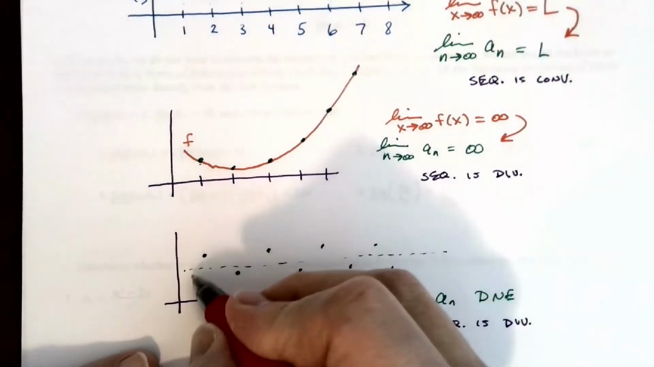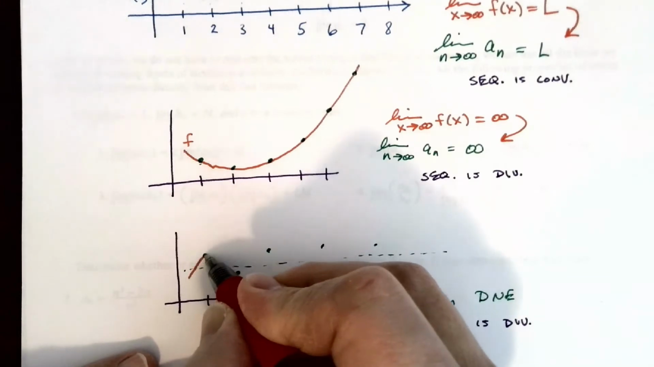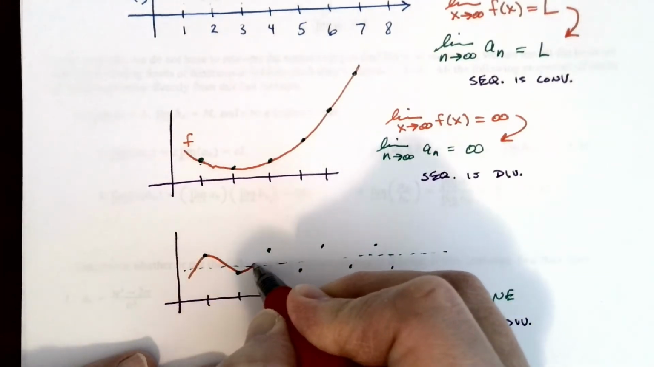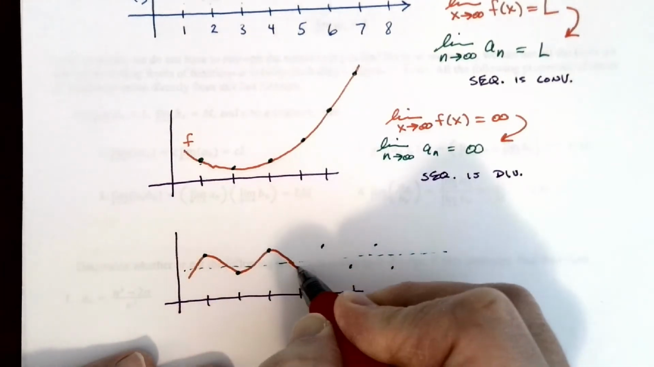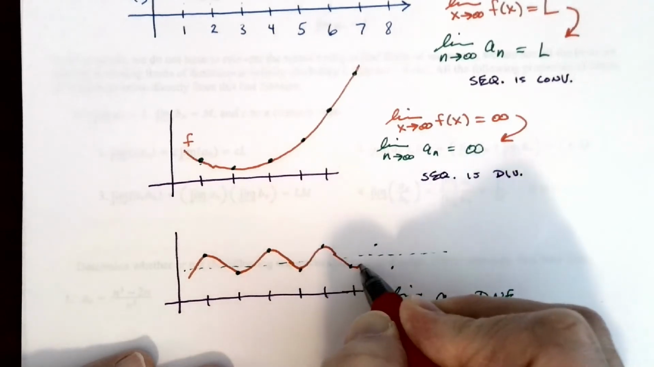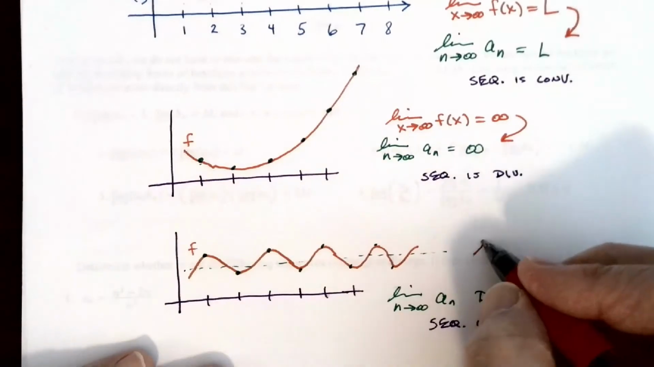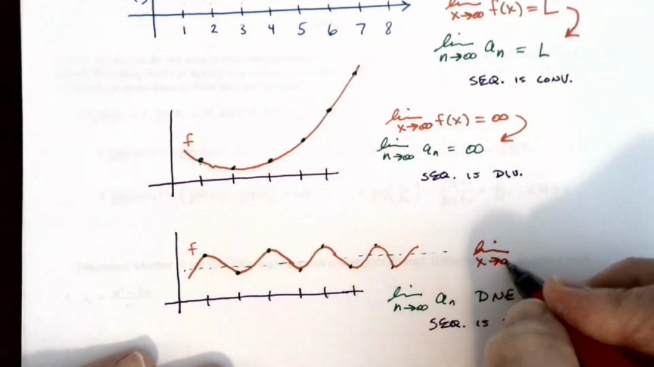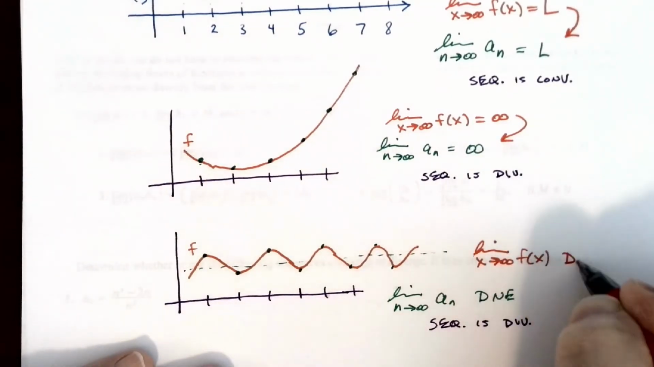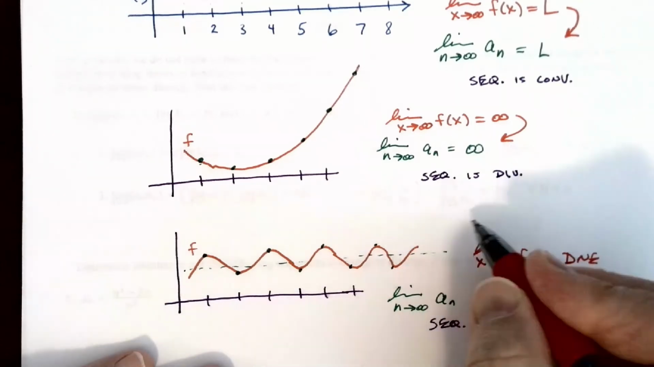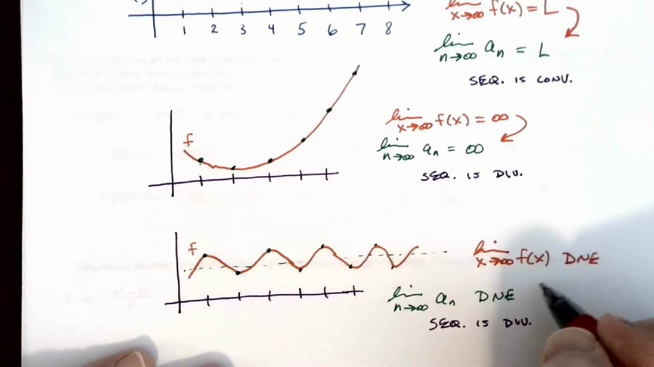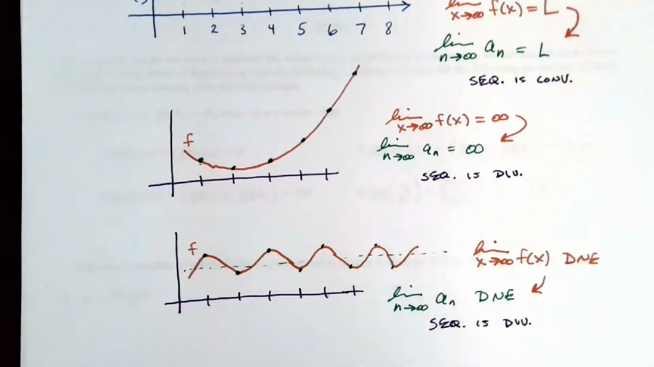And then we could have something like this for this one, where we have maybe something like the sine function or cosine function, where we bounce back and forth. That's the function f. Again, we'd say the limit as x goes to infinity of this function does not exist. We're never going to settle down to anything. We're going to keep bouncing back and forth. Okay, and so that's the idea.